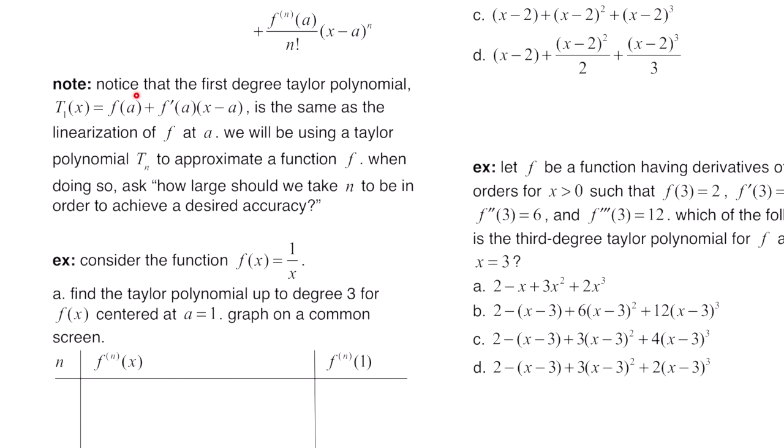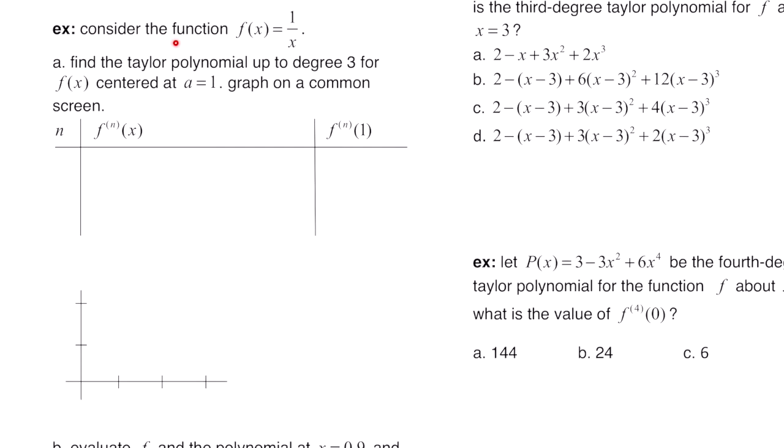Here we have a note. It says, notice that the first degree Taylor polynomial, T sub 1 of x equals f of a plus f prime of a times the quantity x minus a, is the same as the linearization of f at a. We will be using a Taylor polynomial, T sub n, to approximate a function f. When doing so, ask how large should we take n to be in order to achieve a desired accuracy.